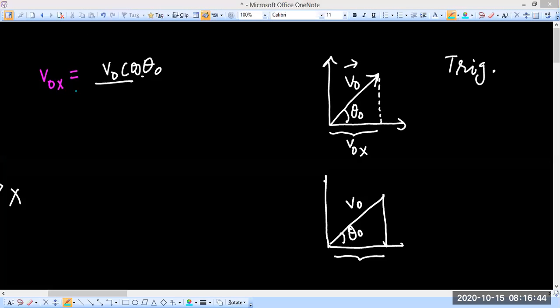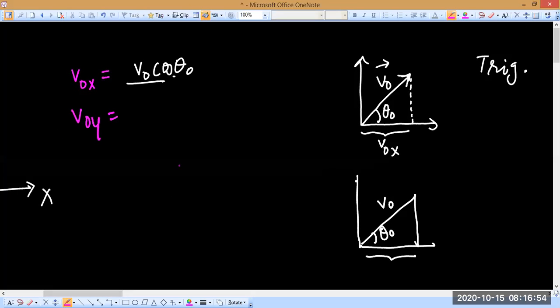Okay, so v0x is v0 cos theta 0. Right now, just like that, I would like to know what is v0y. I would like to know from all of you what is v0y. Everyone must know this. Bang your heads however you want, but if you don't know this, you will not pass in physics, I guarantee you.